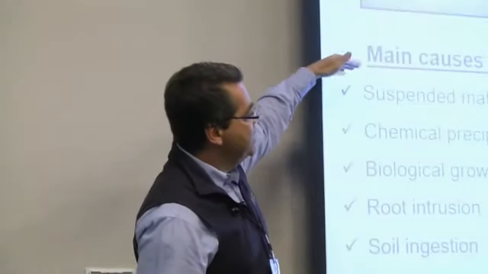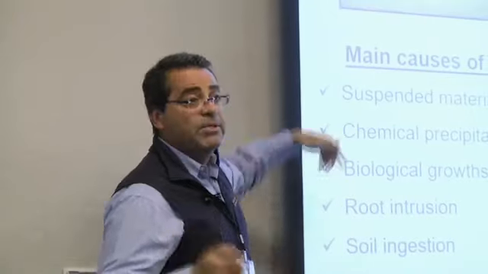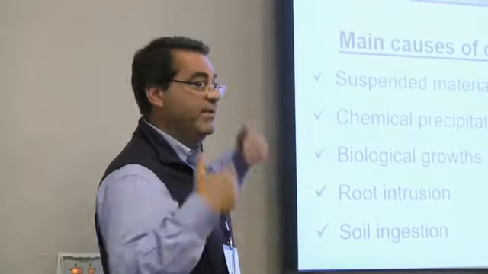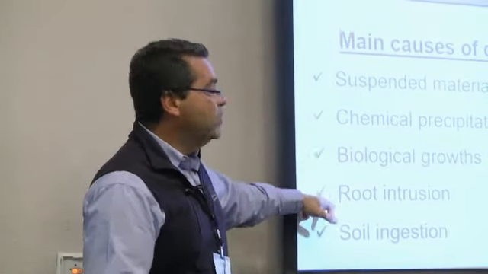Because you're doing fertigation, you're using a lot of amendments through the irrigation system, so you get clogging. The clogging could be caused by suspended material in the water, or chemical precipitation when you do fertigation, or biological growth, because bacteria can grow in the pipe because of the heat of the pipe, and root intrusion and soil ingestion. Those are the most typical causes that you have.